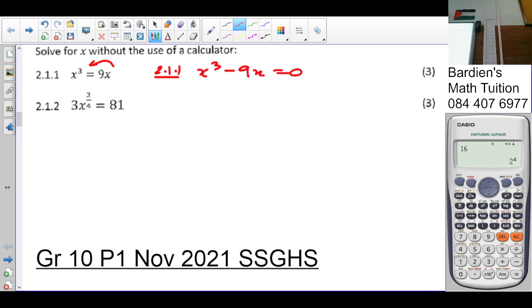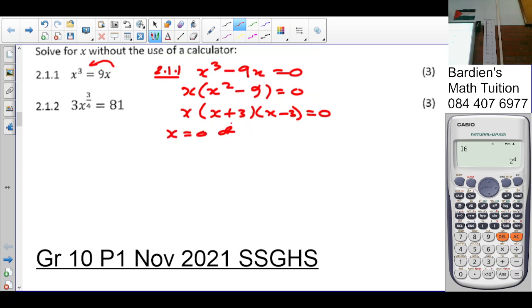So what can be done now? You're taking the difference of 2 squares. So it's x squared minus 9, the difference of 2 squares, so x plus 3, x minus 3 is equal to 0. So x is equal to 0, or x plus 3 is equal to 0, so x is minus 3, or x minus 3 is equal to 0, so x is equal to 3.